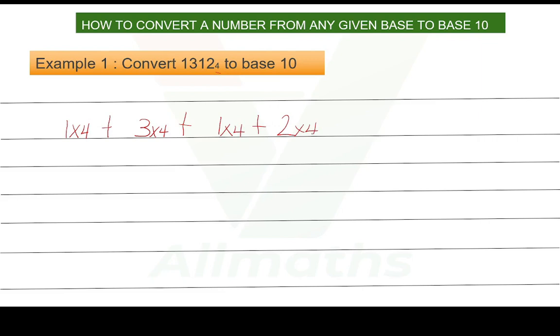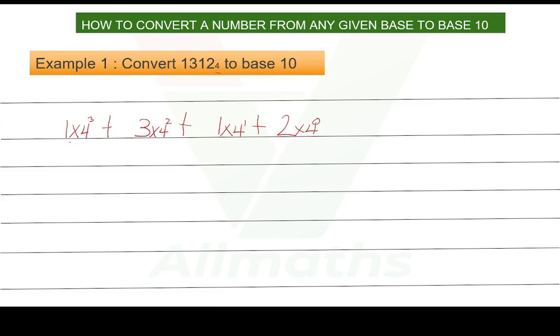Now, not just the base, but the base raised to the power of the position. And this position, we are counting it from the right to the left, starting at 0. Meaning that the position for 2 here is 0. Meaning that 4 raised to the power of 0, you start this way. Raised to the power of 1 here, starting from the right to the left, followed by 2, 3. If you have more numbers here, you continue. 4 raised to the power of 4, 5, 6, and so on.